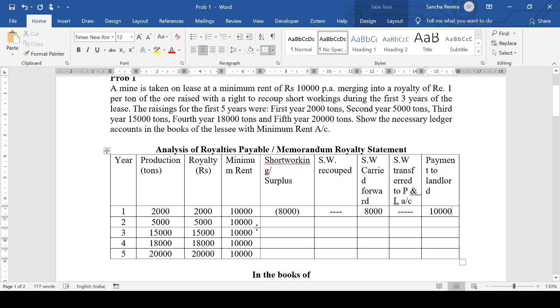Okay. Now let's come to the second year. So second year, do we have a short working or a surplus? Again, short working of how much? 5,000. Short working of 5,000. Can we recover anything? No. So we are going to put a dash.